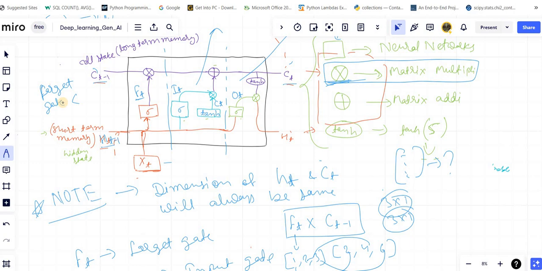The addition will happen with ct minus 1, but not with ft; the multiplication will happen between ct and it. This is the multiplication of these vectors, and whatever the output of ct and it is, that will get added with ct minus 1. Understand? So this is just a multiplication here, and here, this is the addition.